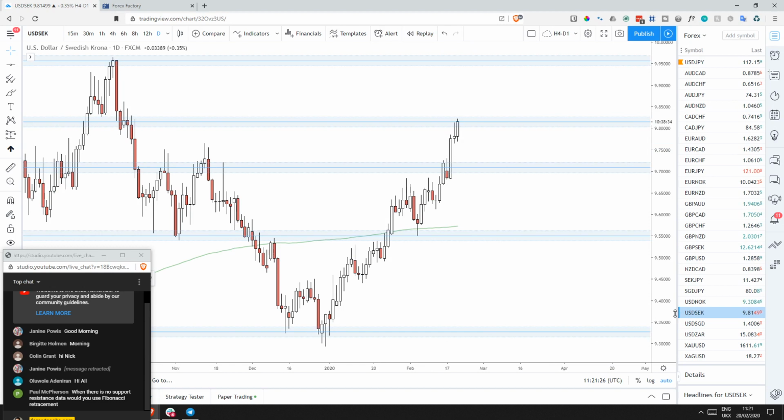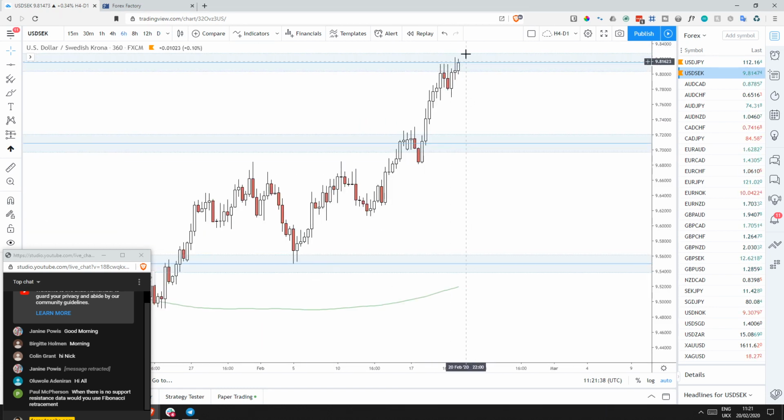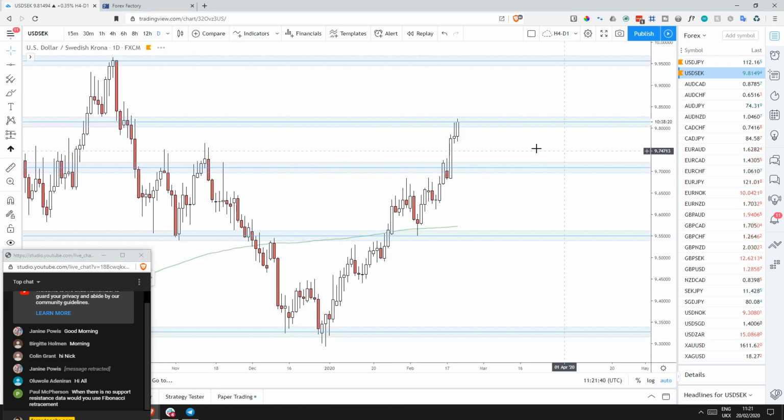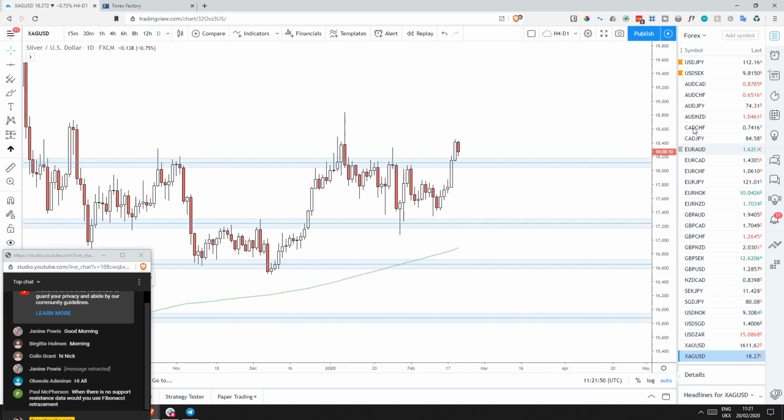USDSEK, this is another pair that a lot of you guys don't trade, but this is actually a really good pair to trade. It's stalling out on resistance, so there's potential for a short here, but let's see how this one plays out. It's still early days with this one. The daily candle has only just touched resistance. It might not stop here. This one's definitely a wait and see type thing. Nothing really on gold and silver.